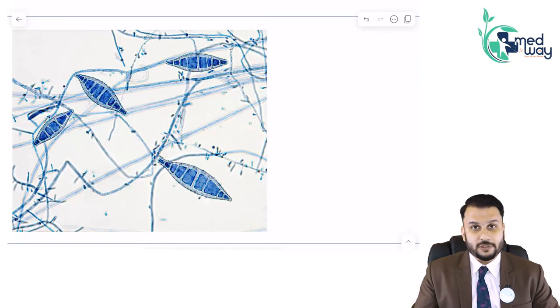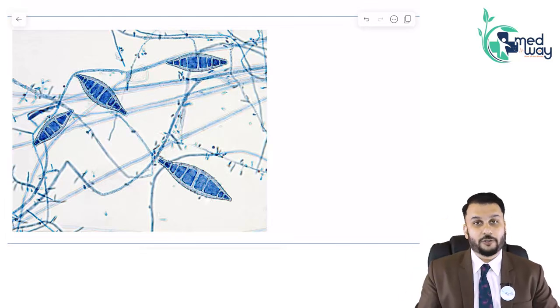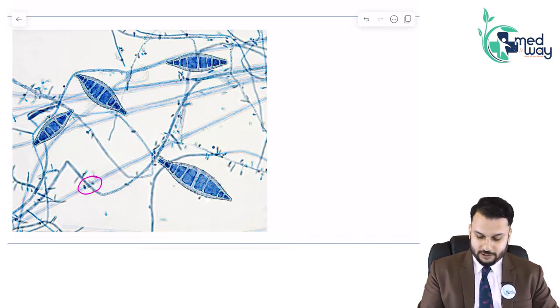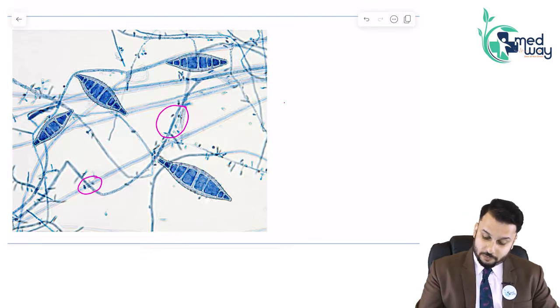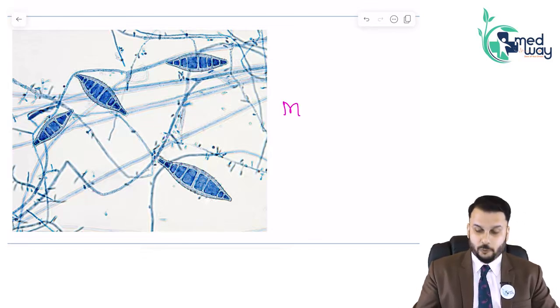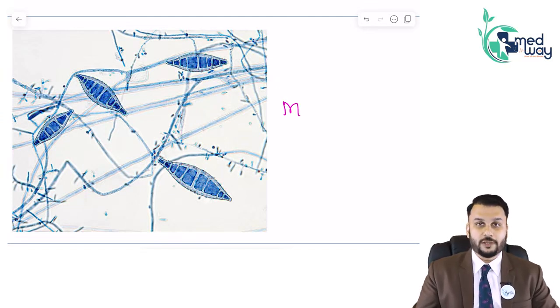Next picture is this one. What are you able to see? You're seeing spindle-shaped macroconidia, and you're seeing relatively fewer microconidia. This is a feature of Microsporum. Okay, so this discussion of pictures here winds up the topic of Tinea altogether.